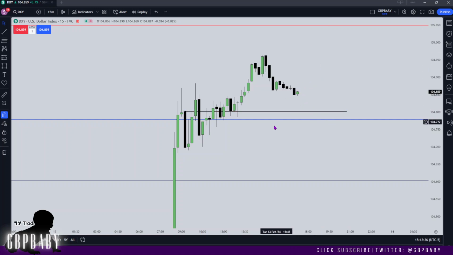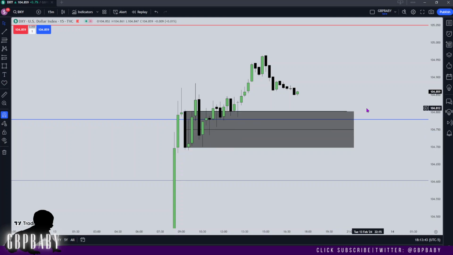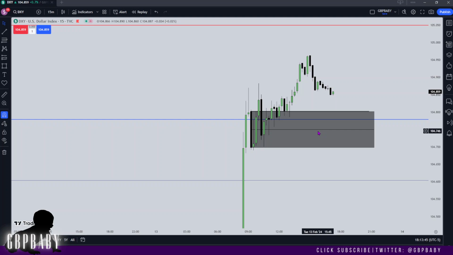But overall, I'm looking for the low of the day to be made within this order block's range. So what I'm going to do is just drag this out like so. And at least that way, this is the lowest I expect price to trade tomorrow before we move higher.